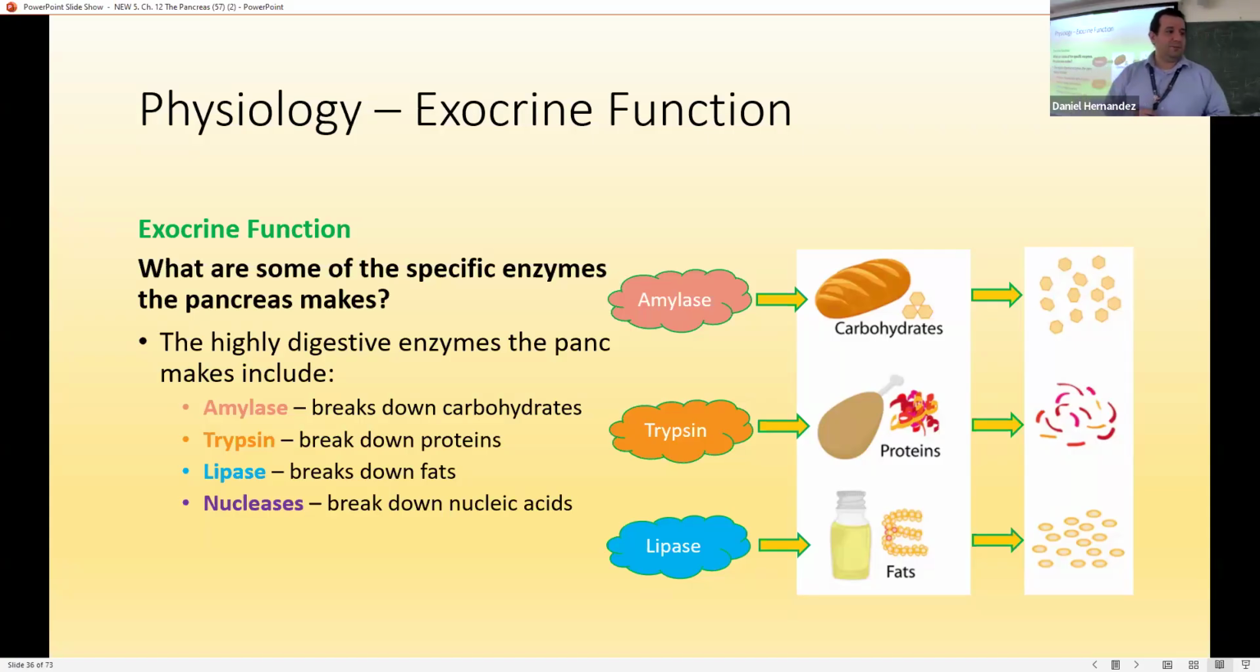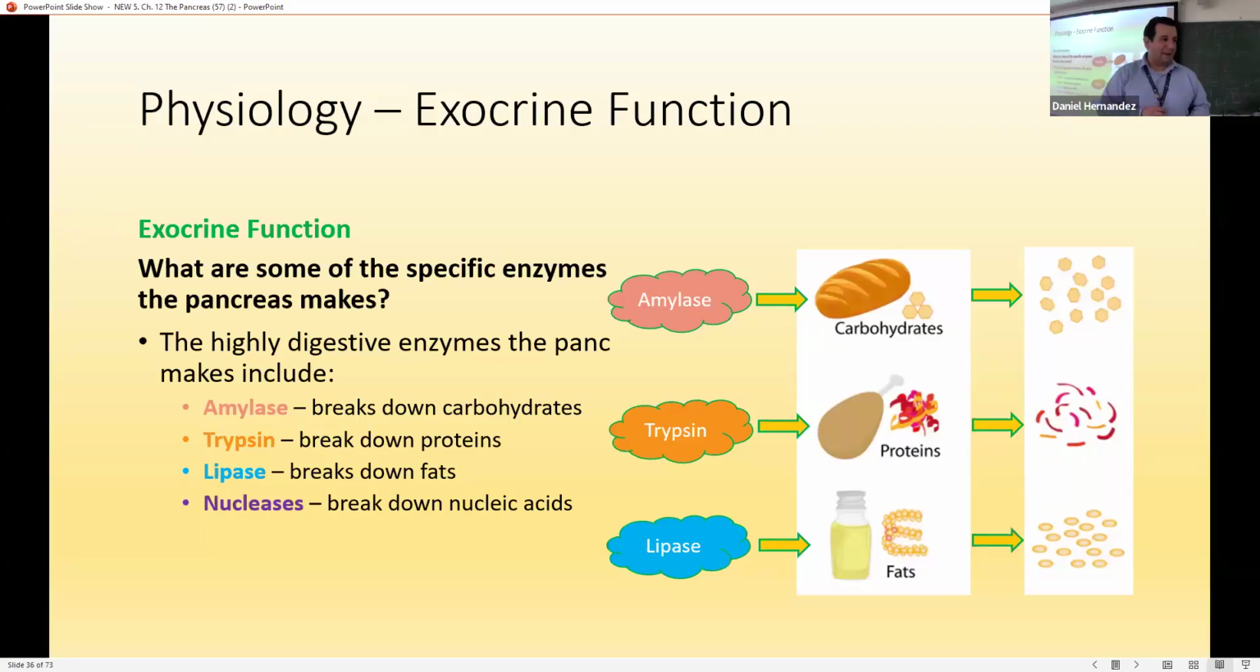Trying to think of the best way to break these down. Lipase is easy. I think lipids are fats, so lipase breaks down the fats. Trypsin, I don't know why, I think of Thanksgiving dinner, when you get lazy after you've eaten the turkey. They call it tryptophan, that hormone that makes you tired and lazy after Thanksgiving. So that's how I correlated it to proteins. Trypsin breaks down the proteins, and then amylase breaks down the carbohydrates.